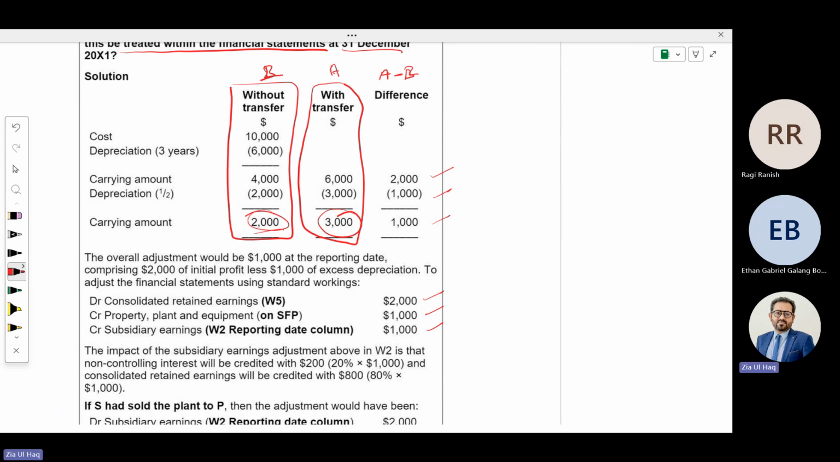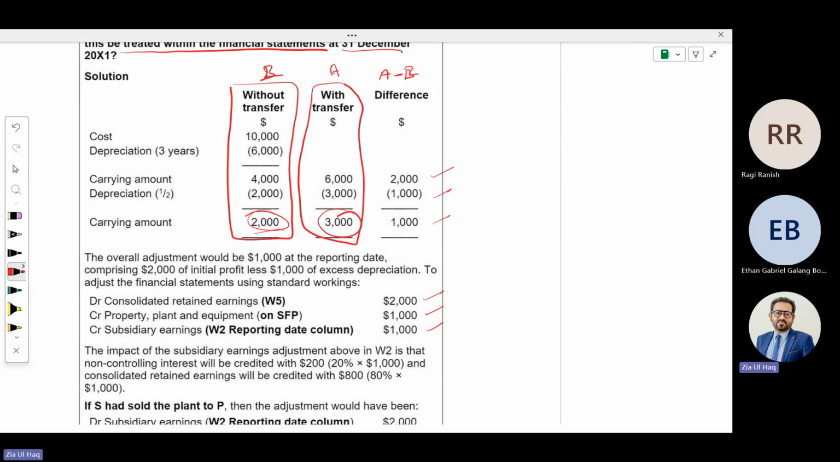Mean we need to prepare two columns, one with the transfer and one if the sale not happened, mean without a transfer. And we need to see whether there is any profit part that we need to eliminate from consolidation. From where? From consolidated retained earning by debiting it. Whether asset is overvalued or not. If it is overvalued, we need to credit the asset with that amount. And we need to see whether there is any extra or less depreciation charge. And where it is charged, from that company retained earning, we need to adjust that extra depreciation.